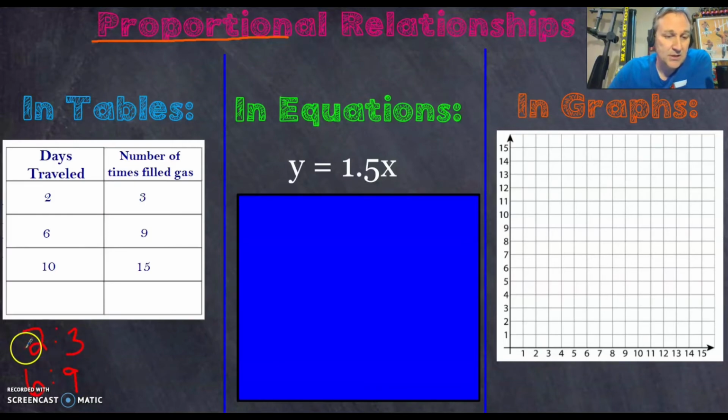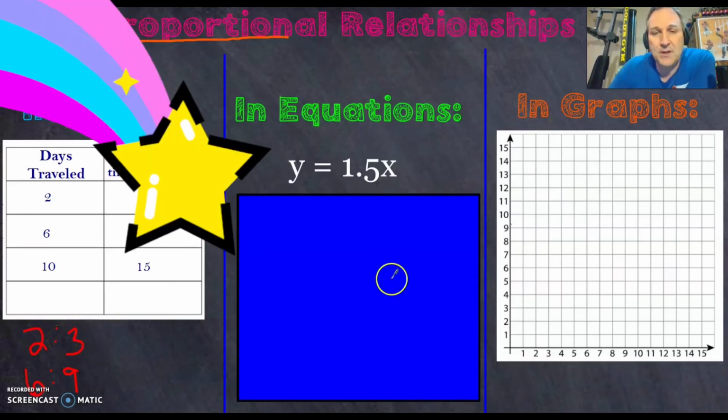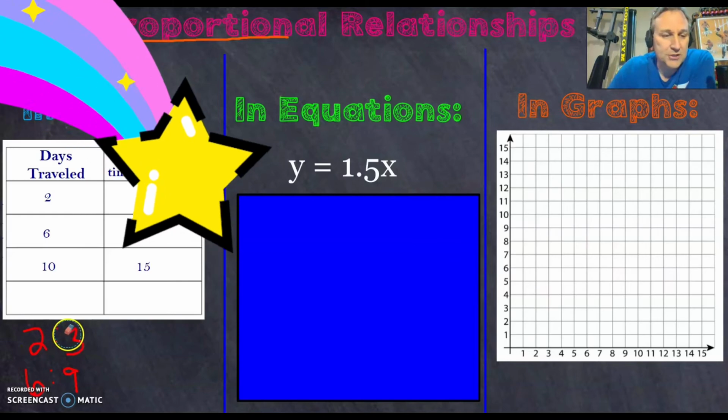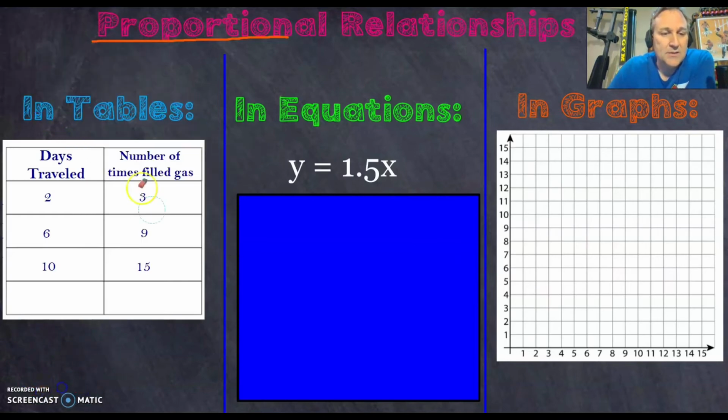If I multiply this by 3 I get 6, and if I multiply this by 3 I get 9. And if I keep multiplying 2 to 3 by the same number, I'm going to get all the different ratios that are equivalent to 2 to 3, and those are all proportional. Okay? So that's what proportions mean. Alright, so in a table of numbers here, it's pretty simple. So what you're going to do here is just fill in the table and look at what you're multiplying by.